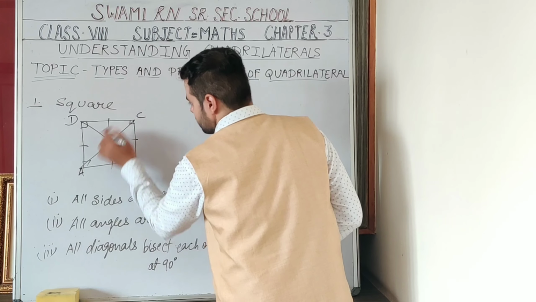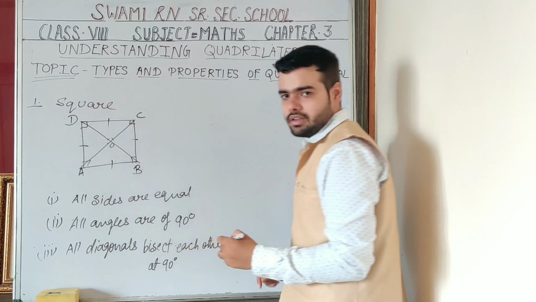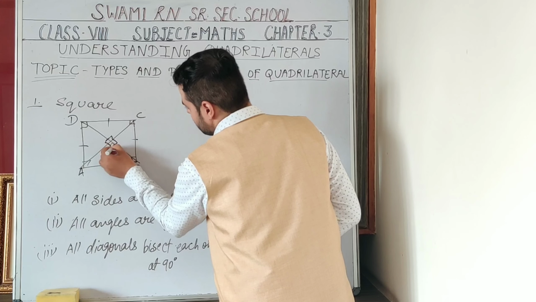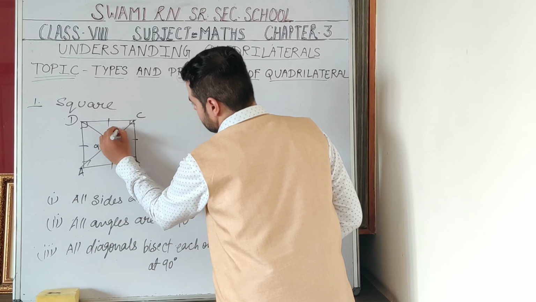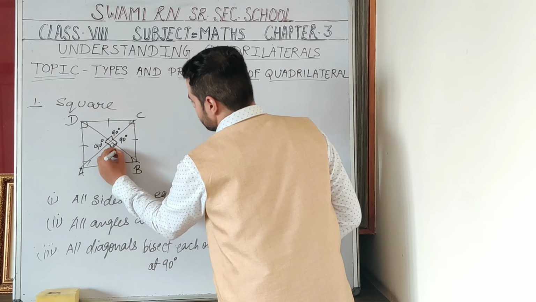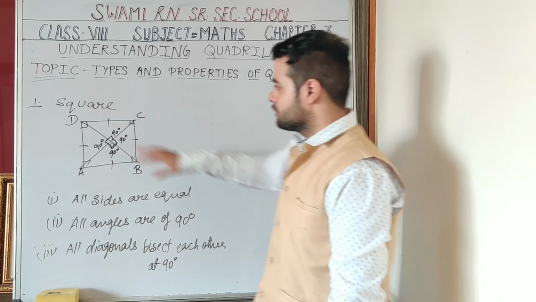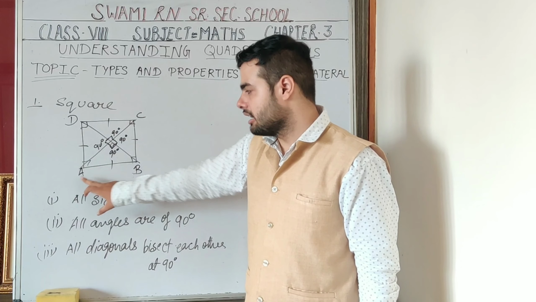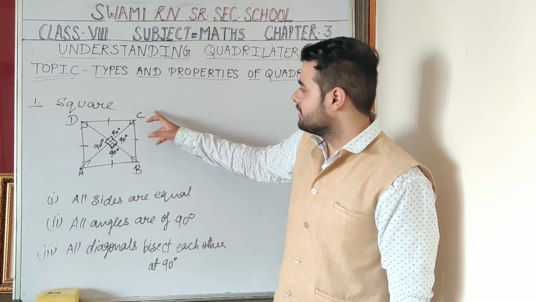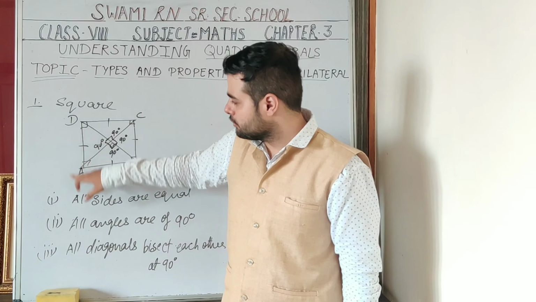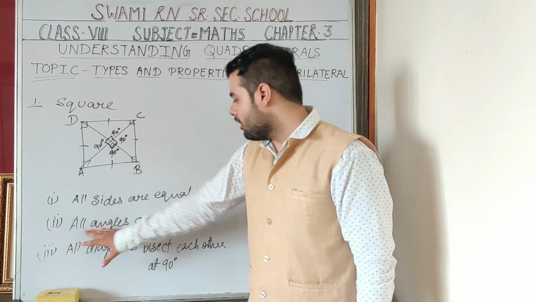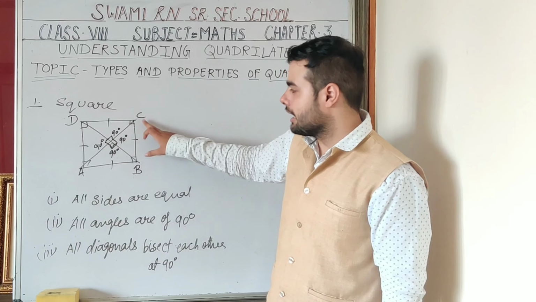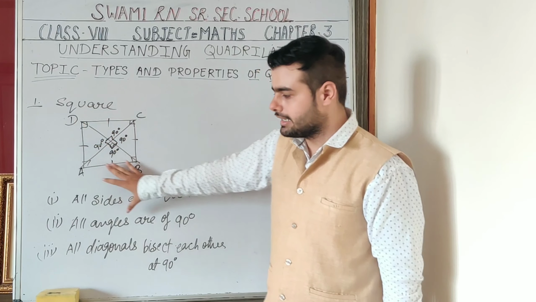You can see the diagonals intersect at point O. So diagonals AC and BD make an angle of 90 degrees on all sides at point O. That is the first type of quadrilateral, the square. I am repeating again. First, all sides are equal, meaning AB equals BC equals CD equals DA. Second property, all angles are 90 degrees, meaning angle A, angle B, angle C and angle D are all 90 degrees.